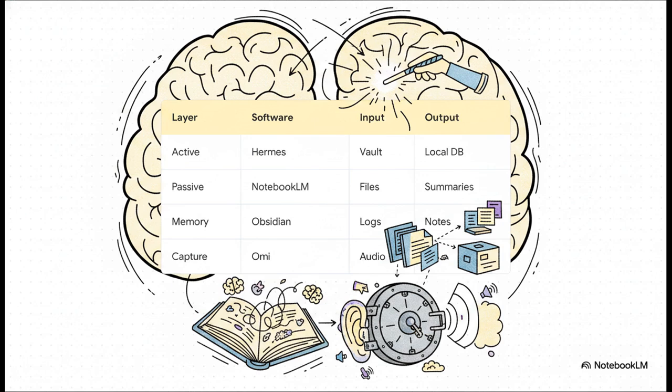You've got an active execution layer running scripts and commands, a passive semantic layer where NotebookLM digests massive bulk documents into clean summaries, a durable memory layer using Obsidian to store your structured files locally, and finally, an ambient capture layer utilizing wearable hardware like OMI to log your conversations. Obsidian is where your secure vault lives, but NotebookLM is where the heavy processing happens. Together, they form this perfectly unified brain that neither tool could ever deliver on its own.